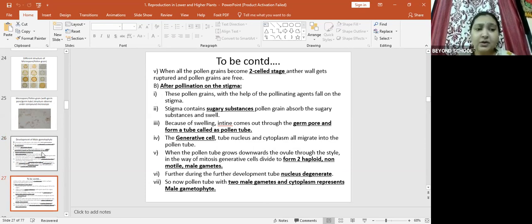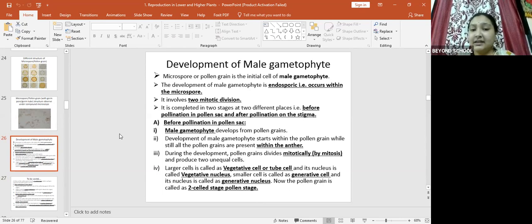ओके, now let us move further and see that is before pollination in pollen sac. Now, before pollination in pollen sac, the male gametophyte is nothing but it is our pollen grain, right? And therefore, this male gametophyte starts, means what? It is starting from the pollen grain in the pollen sac. And this pollen sac is present within the anther. Am I right, Siddhant? Anther wall के अंदर हमारा पोलन सैक है, उसके अंदर जो हमारे पोलन ग्रेन्स हैं, जो कि एक्ट करेंगे हमारे मेल गैमेटोफाइट के तौर पर.